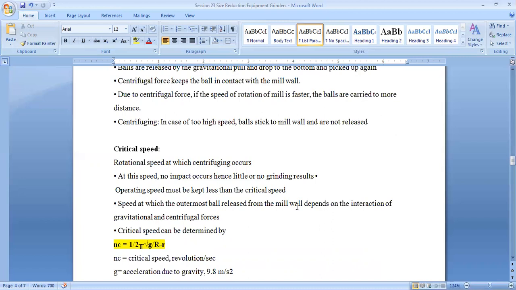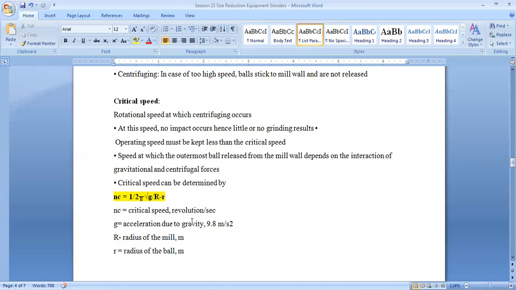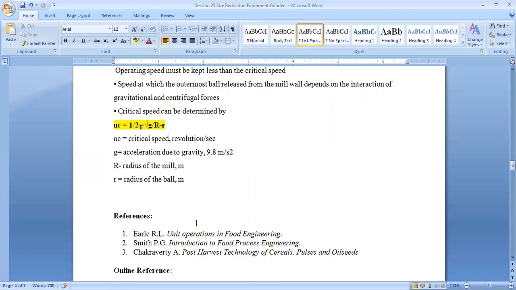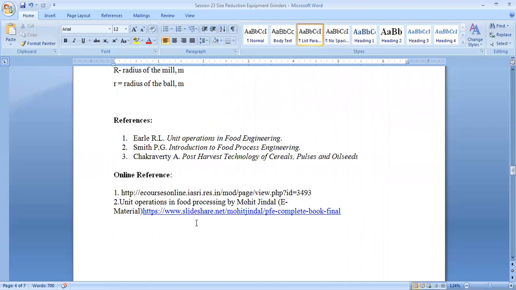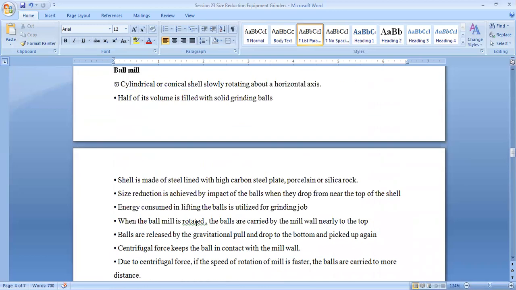Nc, the critical speed, is equal to half pi under root g over (R minus r). Here capital R is the radius of the mill, small r is the radius of the ball, and there may be 1,000 balls. And this ball mill is very good. When you take a look into this, you will find the casing is half filled with small stainless steel balls. So that's how the ball mill acts. I have added a recommended video, where you can see the action of the ball mill in place.